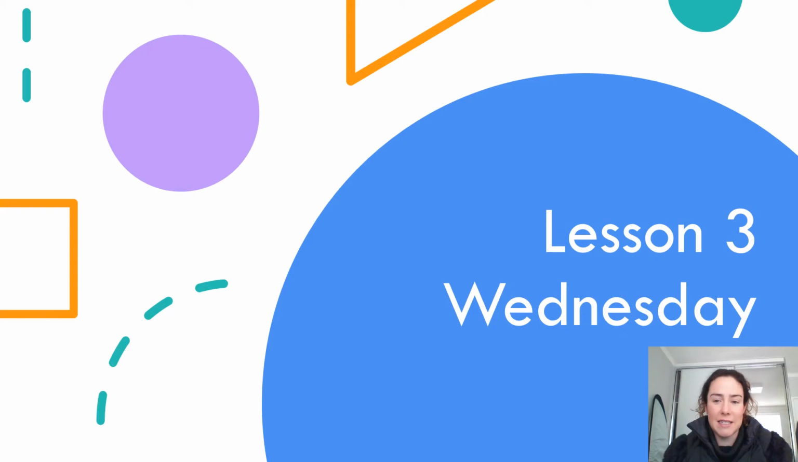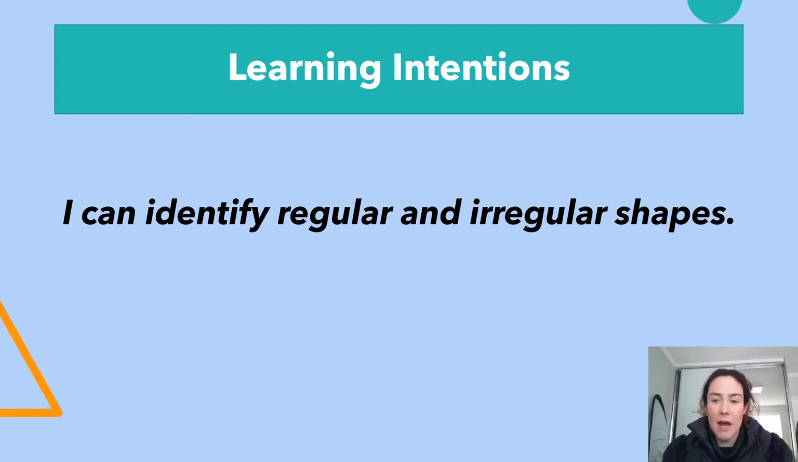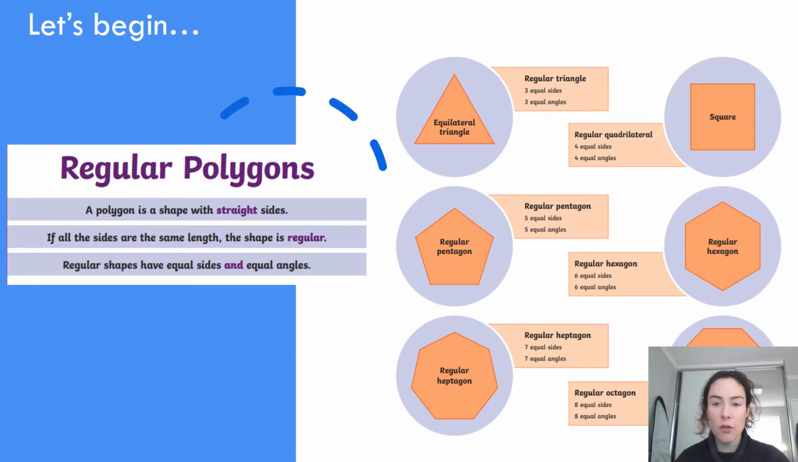This is Wednesday's lesson. Our goal and learning intention for this lesson is: I can identify regular and irregular shapes. So let's have a look at what regular polygons or regular shapes are. A polygon is a shape with straight sides. If all the sides are the same length, the shape is regular. Regular shapes have equal sides and equal angles.